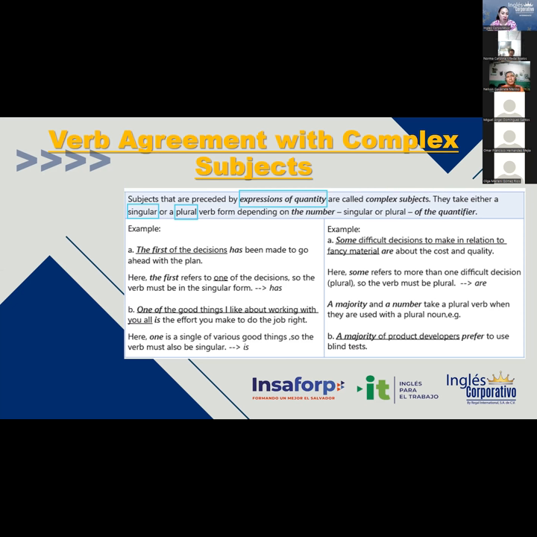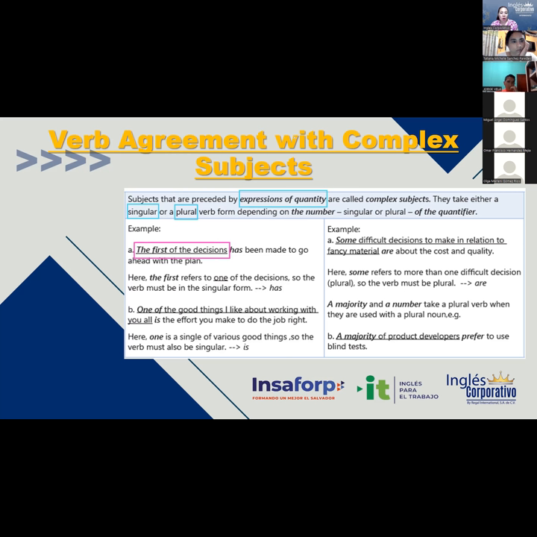Let's say the simple subject is the part that is underlined. The decisions. Decisions, very good. All right, now the word decisions looks like it's plural because decisions is more than one. So you would say, ah, it's plural, so you have to use a plural verb. But no, because it's a little more complicated than that. It's not just the decisions, it's the first of the decisions.